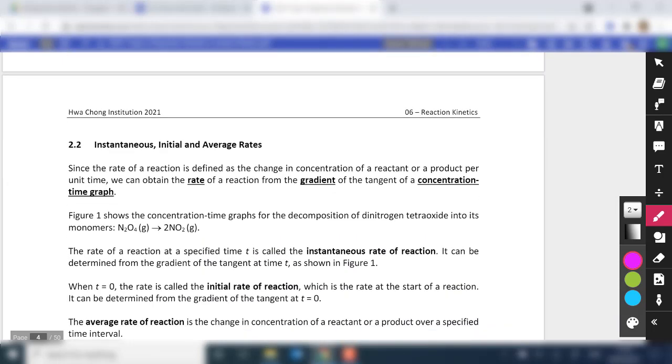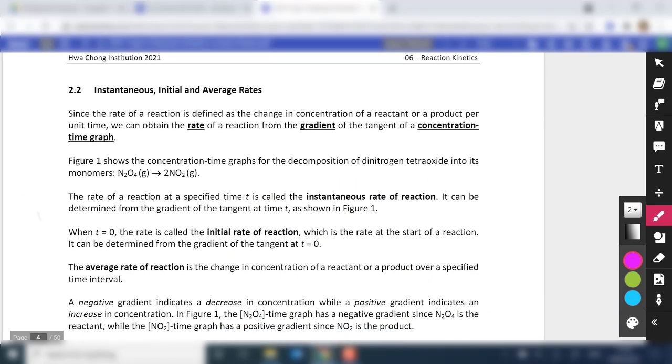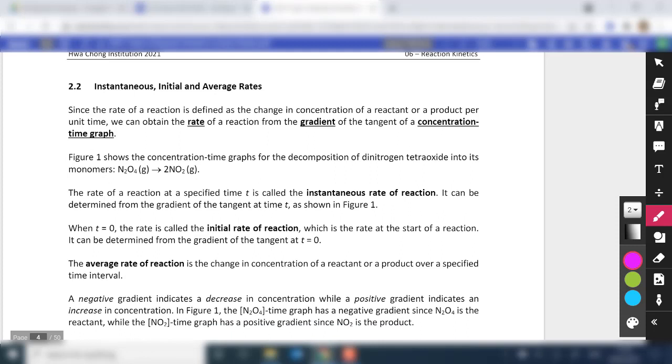All right. Next, let us look at 2.2. Normally, similar to mathematics, there are a few terms which we need to be very familiar with. Whenever we talk about rates, remember earlier on, rate is defined as the change in concentration of either the products or the reactants. However, mathematically, there are 3 unique kinds of rates that we are probably interested in. Number 1 would be the instantaneous rate.